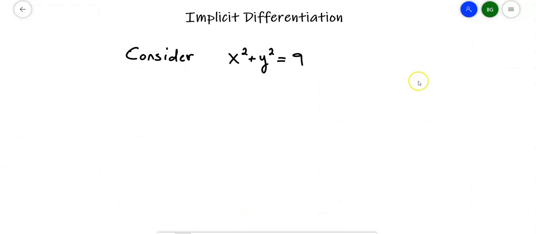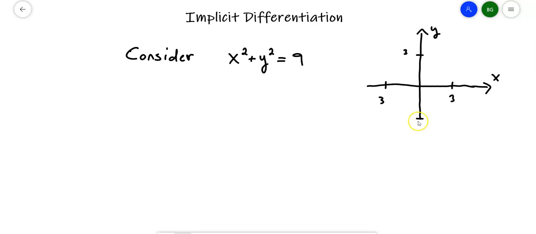Whoops, don't have a tool activated. This is the equation that describes a circle with the center at 0, 0, and a radius of 3. And so it's going to look something like this. I'm sure this is going to be very lopsided. There. Oh no, I was okay until that last one. There we go. Decent enough. So there we go. That's what this graph looks like.